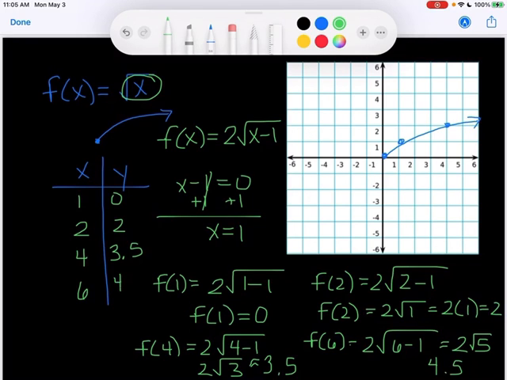So then we're going to graph these points. I've got 1, 0. I've got 2, 2. I've got 4, 3.5, which is about right here. And I've got 6, 4.5, which is about right here. Okay. And then you just graph it, make sure you put your arrow on that end, and then you're done.